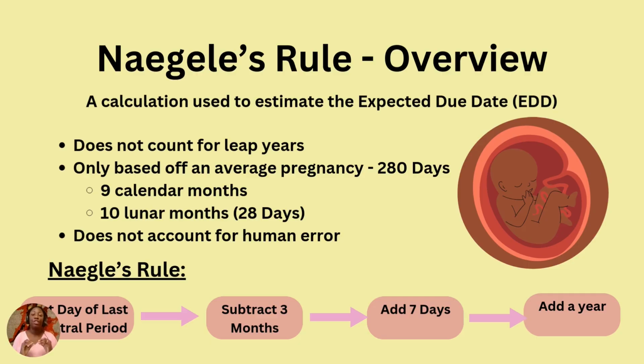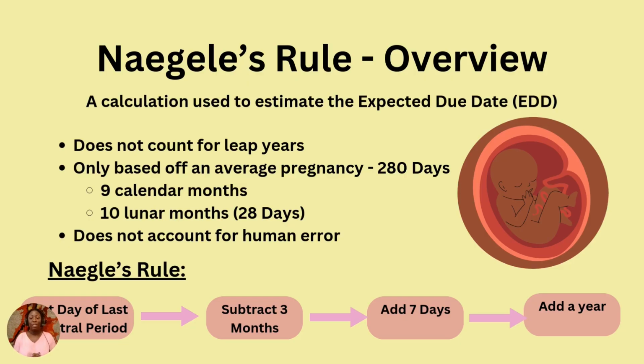Now, when it comes to the actual formula of Naegele's rule, what we do is take the first day of a woman's last menstrual period, subtract 3 months, add 7 days, and then at the very end, if needed, add a year. Basically, if a woman's first day of her last menstrual period is January, February, or March, then her expected due date or her expected delivery date will be within that same year. It'll happen later that year.